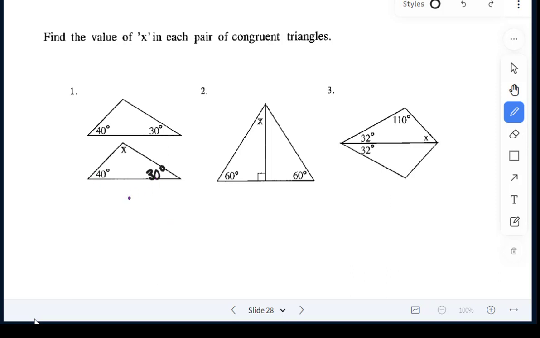So to solve for this, we just have to do our 180 minus 40 minus 30 to get angle x. All right, and we know that because all three angles in a triangle will always add up to 180 degrees. All right, so 180 minus 40 minus 30, that gives us 110 degrees.